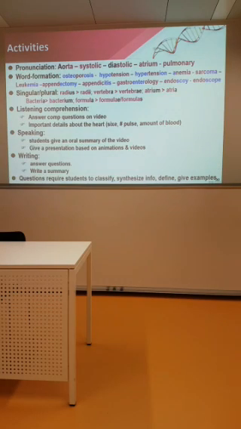Now, more activities. We can focus on pronunciation: aorta, systolic, diastolic, atrium, pulmonary. Word formation: osteoporosis, hypotension, hypertension, and so on. Also, it's important to teach them singular and plural, especially of Latin words, because the singular and plural are different. Like radius, the plural is not radiuses, it's radii, and also how to pronounce it, because it's spelled with two I's. We also teach them that bacteria is plural, which is very common, and the singular is bacterium. Formula has two plurals, formulae and formulas.